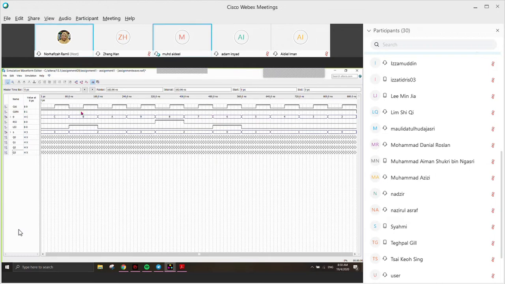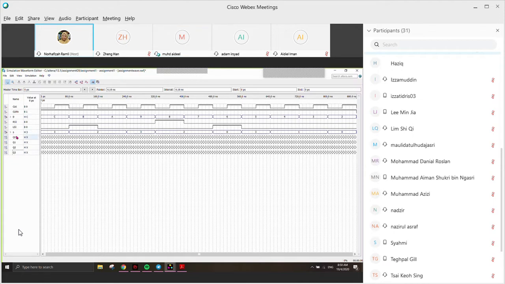Why don't you change the grid size? Grid size. It's too small, crowded there. Is it 20? 80. 80.